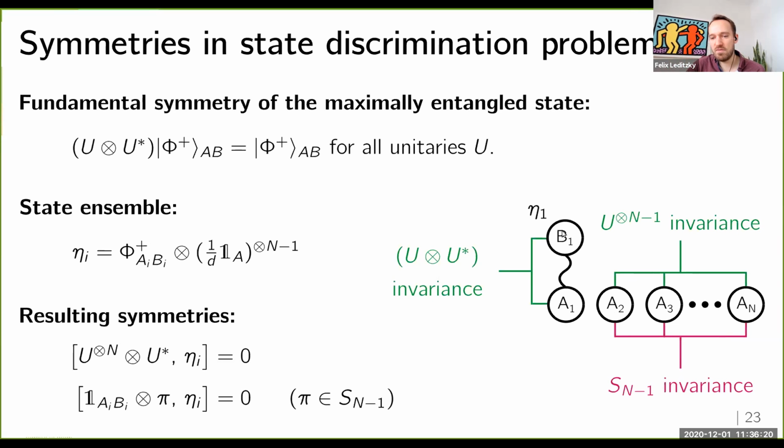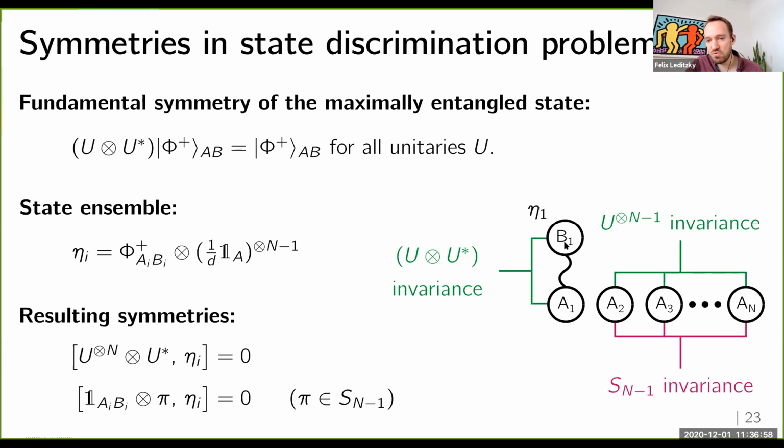So here I've again put a schematic depiction of the eta state. This is the eta 1 state. We have one maximally entangled state between A1 and B1, and maximally mixed states on all of the other A systems. On this maximally entangled state, I have this U tensor U star symmetry. And obviously a completely mixed state is proportional to the identity, and that is always invariant under any unitary, right? Because they just cancel. So I get unitary invariance also on the other A systems.